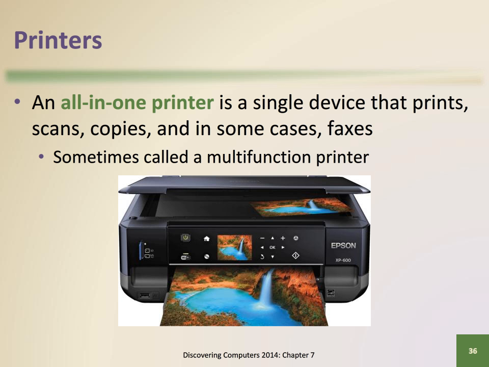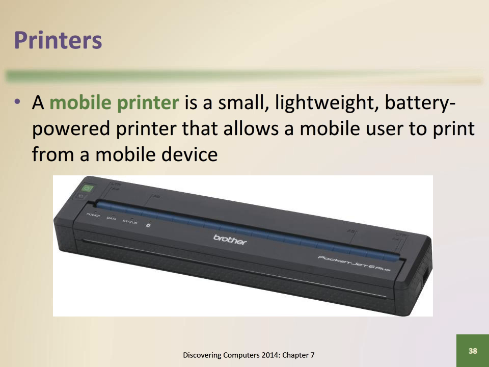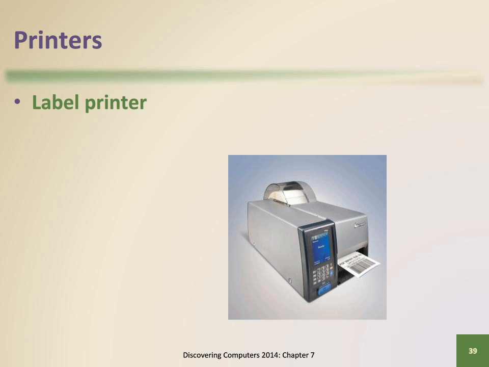A multifunction printer, also called an all-in-one device, provides the functionality of a printer, scanner, copy machine, and a fax machine. This all-in-one is significantly less expensive than purchasing each device separately. A thermal printer generates images by pushing electrically heated pins against heat-sensitive paper. A mobile printer is a small, lightweight, battery-powered printer for the mobile computer user. A label printer is a small printer that prints on an adhesive type material that can be placed on a variety of items.